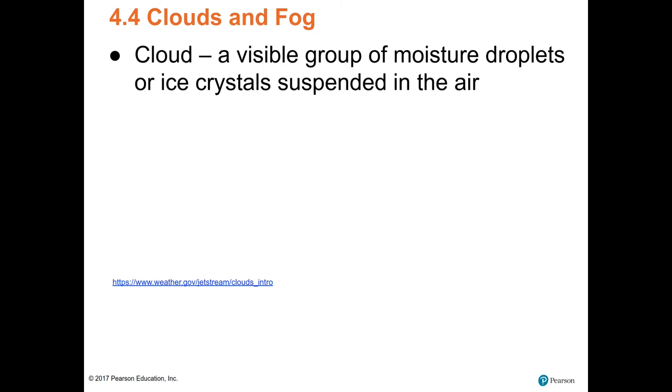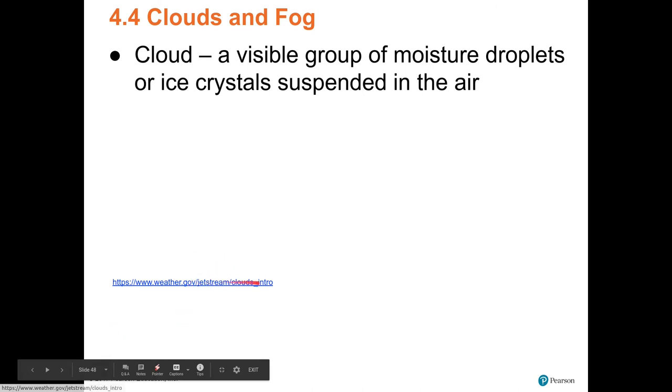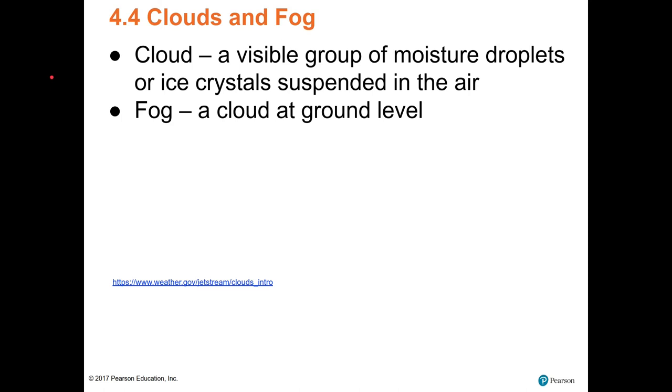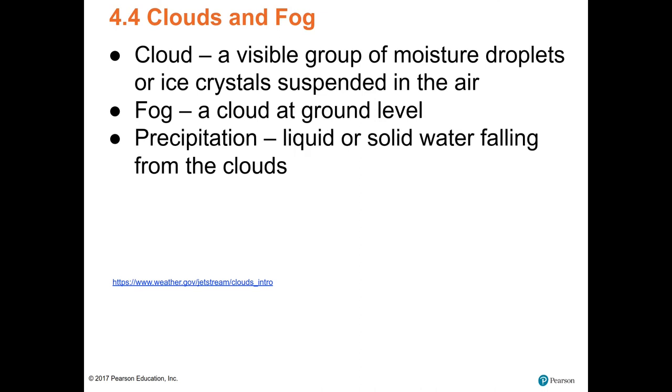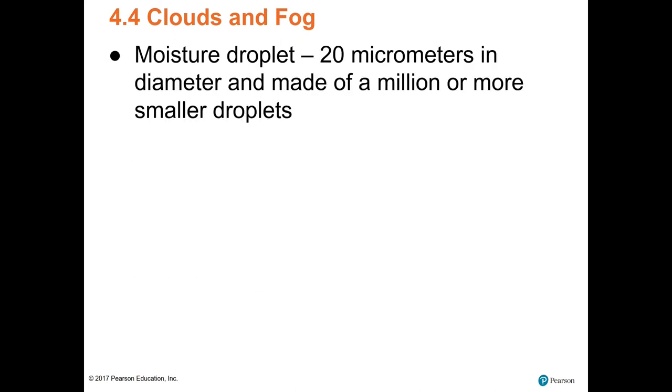So I put a link down here to the National Weather Service's cloud information page. Fog is just a cloud on the ground. Technically, it's a cloud on the ground with visibility less than a kilometer, but for this class, fog is a cloud on the ground. Precipitation is a fancy word for rain and snow. Hail, I guess, also liquid or solid water, so ice, snow, rain. Clouds are made up of moisture droplets.